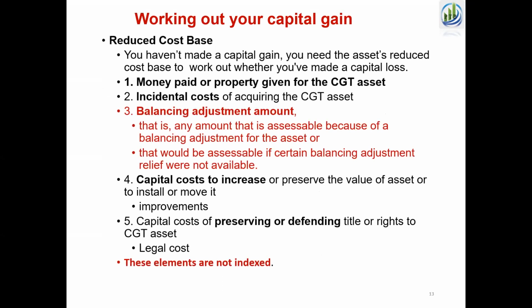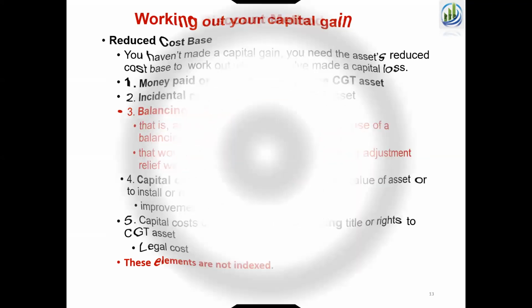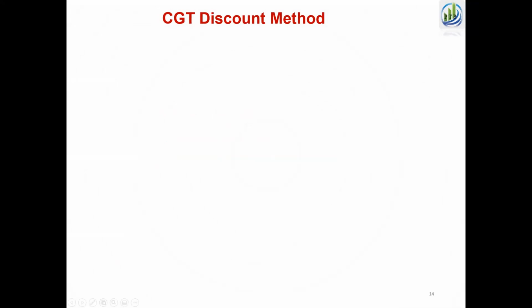And your reduced cost base, whenever we work out a capital loss, with that you use the terminology reduced cost base. So 1, 2, 3, 4, 5 are the same, but we cannot include in our cost of owning assets like land tax and others here. Instead of that, it's going to be a balancing adjustment amount. That's only number 3. That's the two differences between reduced cost base and cost base. CGT discount method. All right.